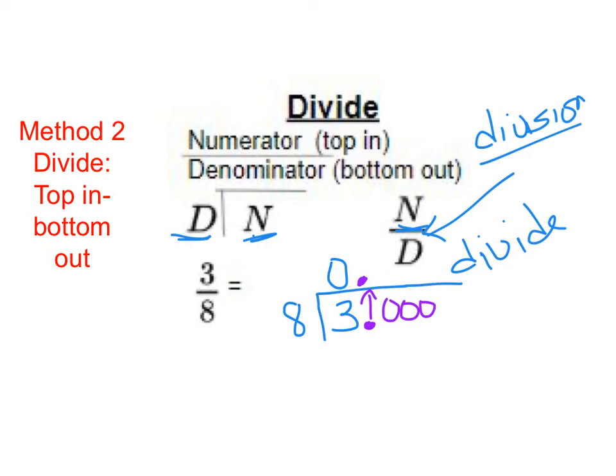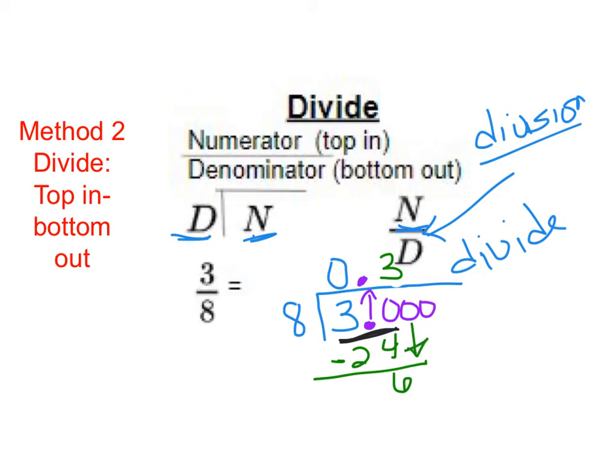So 8 into 3, I know is 0. Now, 8 into 30 is going to go 3 times. I'm going to change the color because you can't see it. So 8 into 30 is 3 times, which is 24. I'm subtracting that. So 30 minus 24 is 6. Remember, you ignore the decimal once you bring it up.